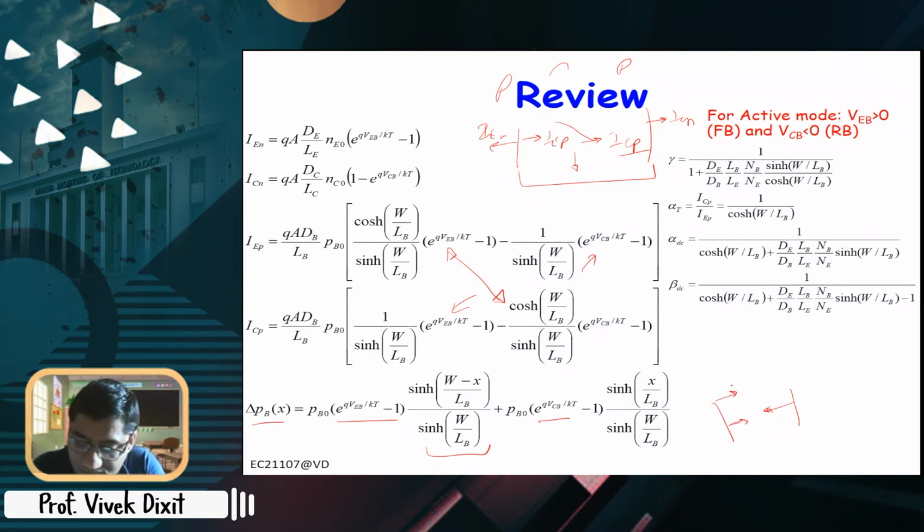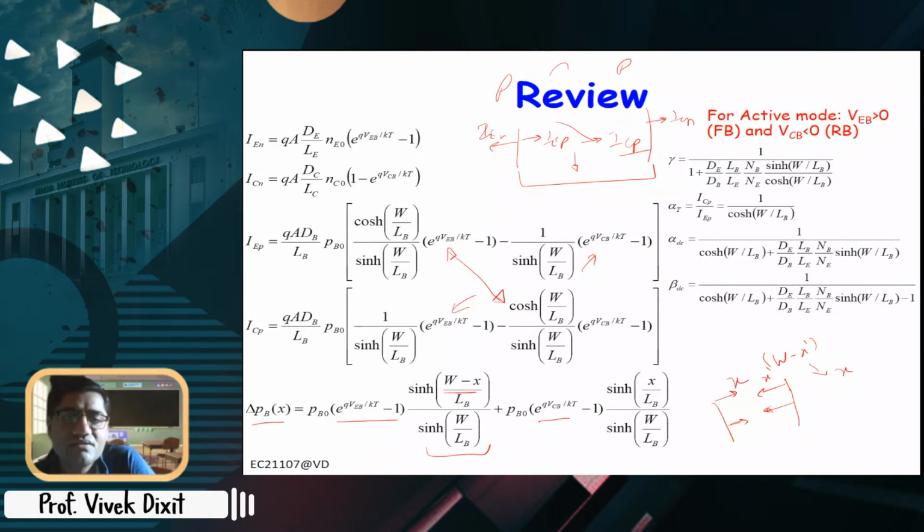If we have defined x, then the argument for this sinh is W minus x. For the collector base junction, if you define x like this, let's say this is x prime, then W minus x prime will be x. So basically I want to show here that there is quite a symmetry.